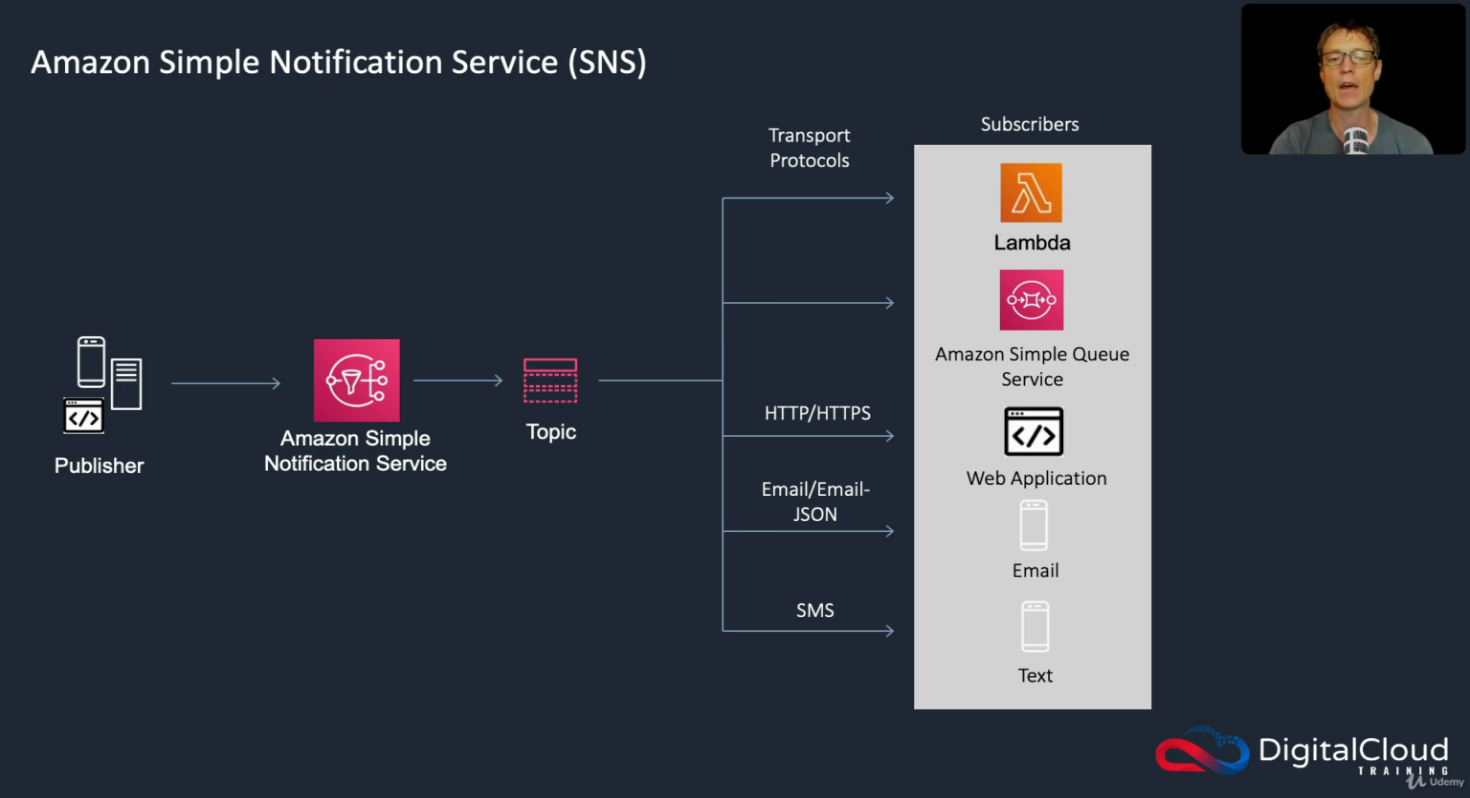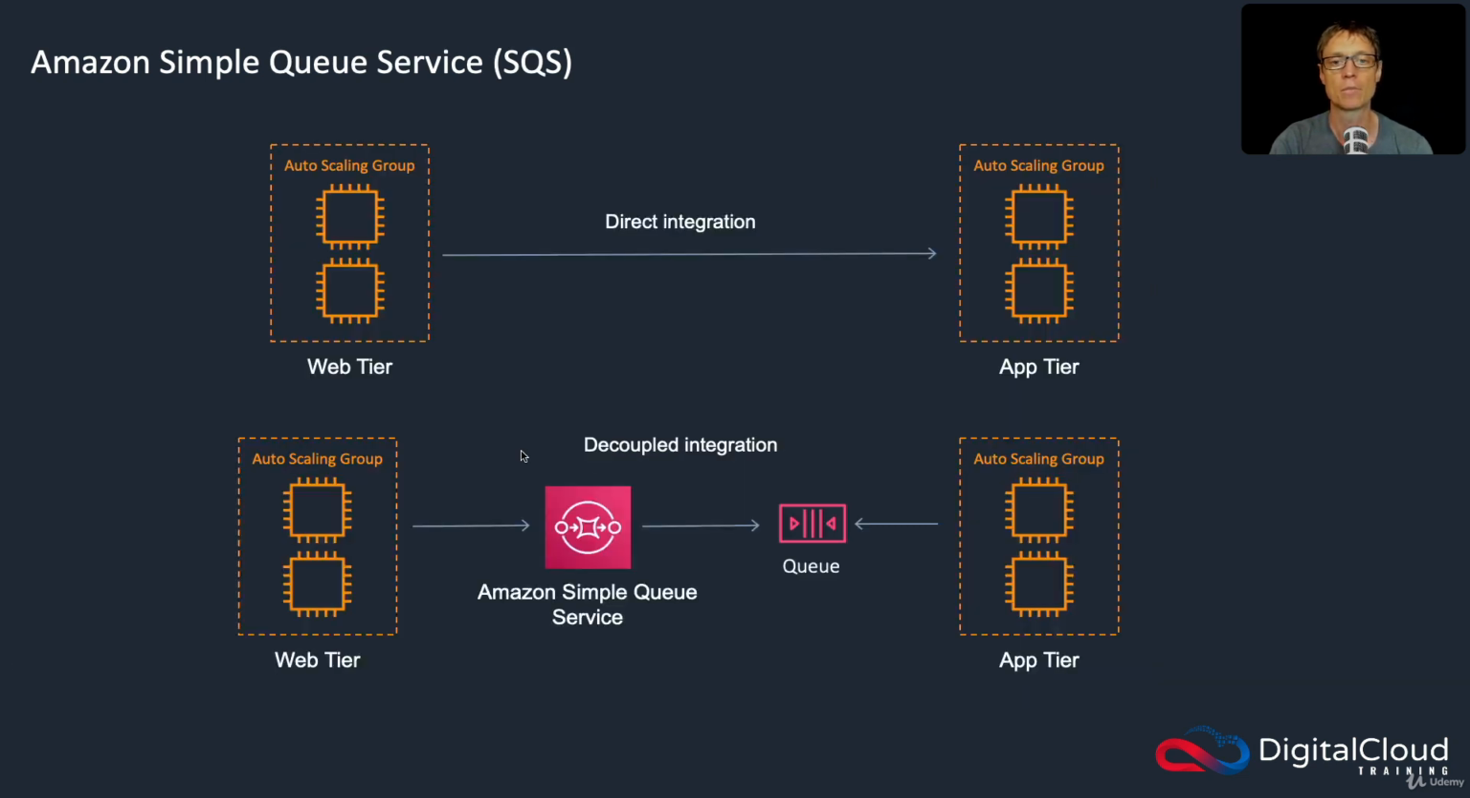So you can use it for fanning out as well. A publisher can send one message, and then that can be received by multiple instances of an application or different application endpoints as well. And it does so through various transport protocols. So those can be application specific, or they can be HTTP or email or SMS. So there's a few different ways that you can get your information to your subscriber. So this is known as decoupling because you are separating out your application components. They're not talking directly to each other. SNS is taking care of it.